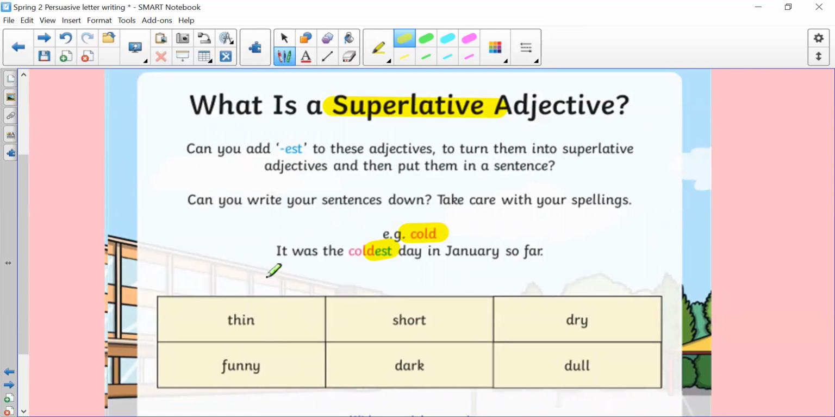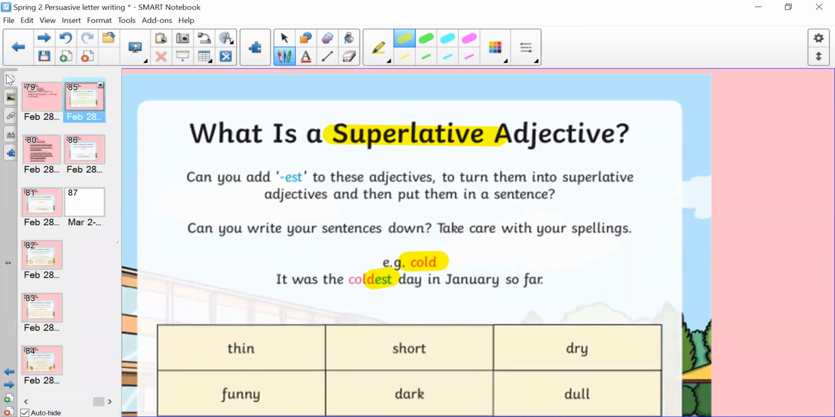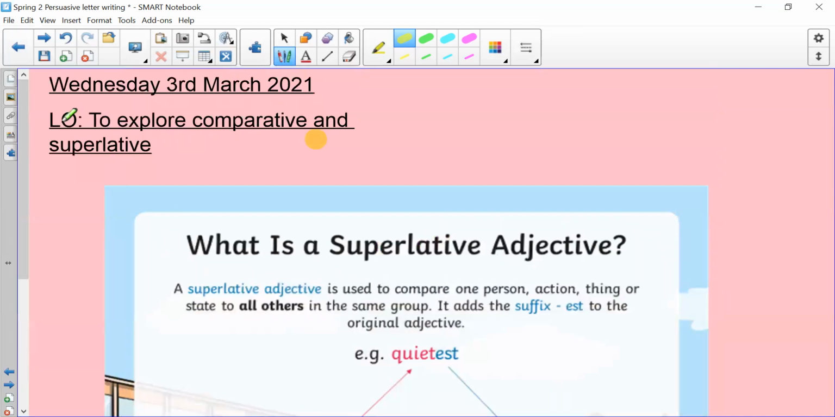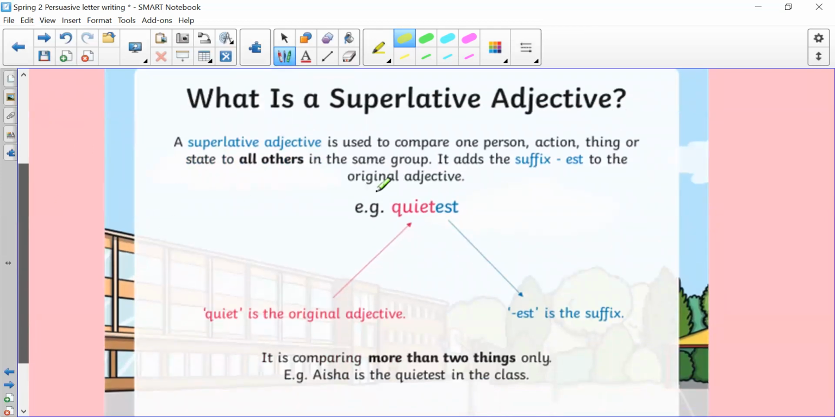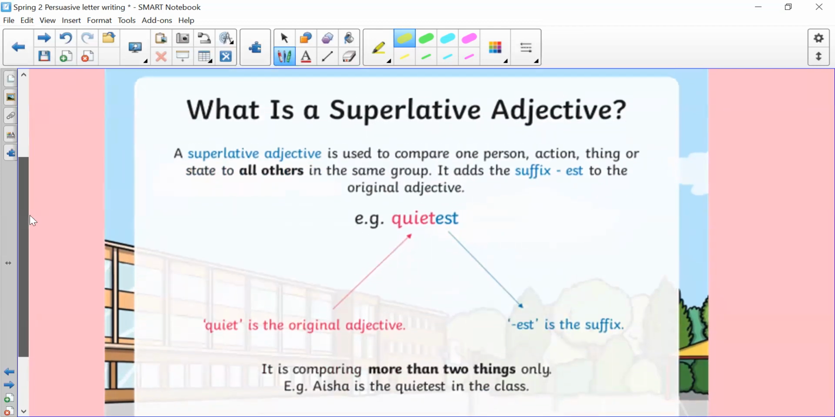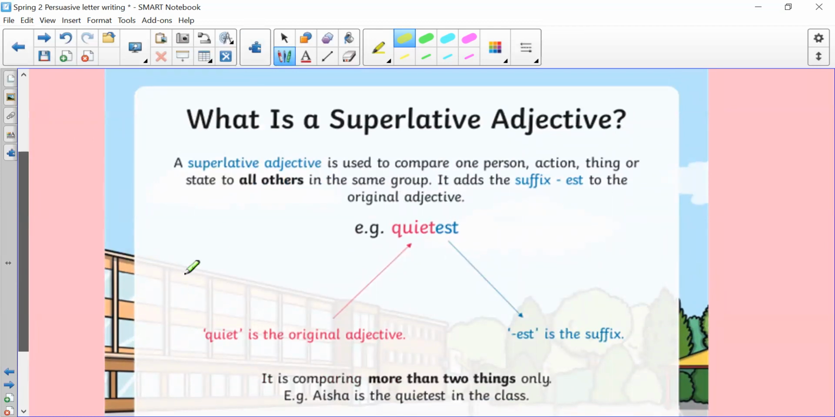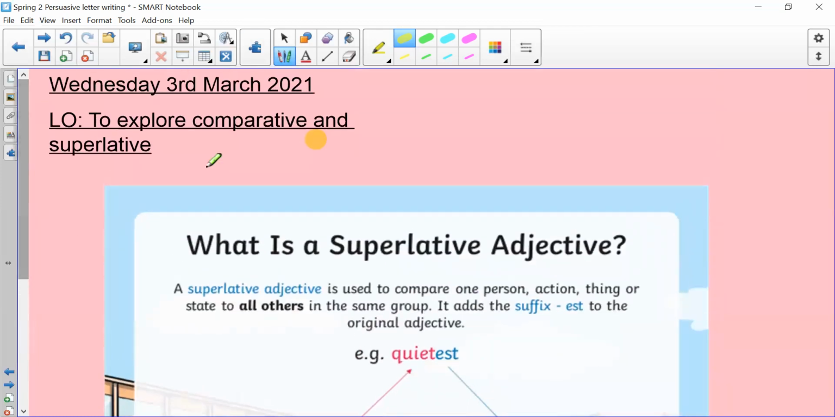The ones you've got to practice with are thin, short, dry, funny, dark, and dull. So pause the video and have a go at that now. Again, just reminding you that it makes it the most of something. Now, tomorrow we will be writing our own comparative and superlative sentences, but today we're just going to test your knowledge with a quiz. So let me just show you your quiz for today.